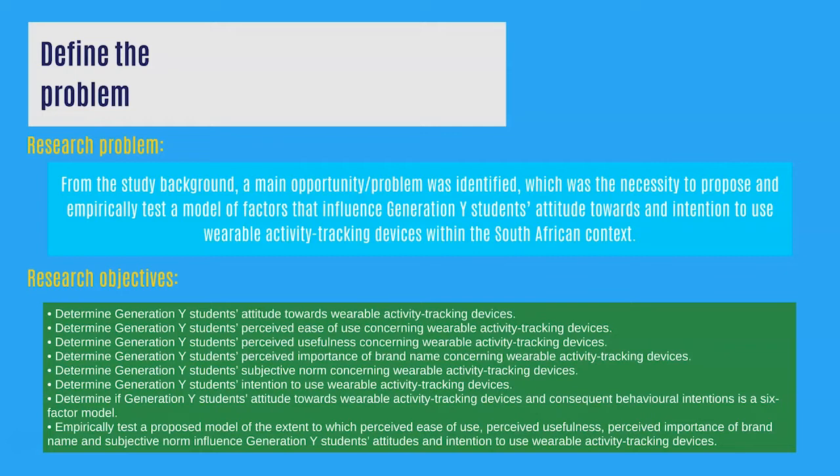Then also to determine if this is a 6-factor model, and then the extent to which each of the 5 factors, for example, attitude, ease of use, usefulness, brand name, and subjective norm, what the extent of these variables are in predicting the intention to use wearable activity tracking devices.